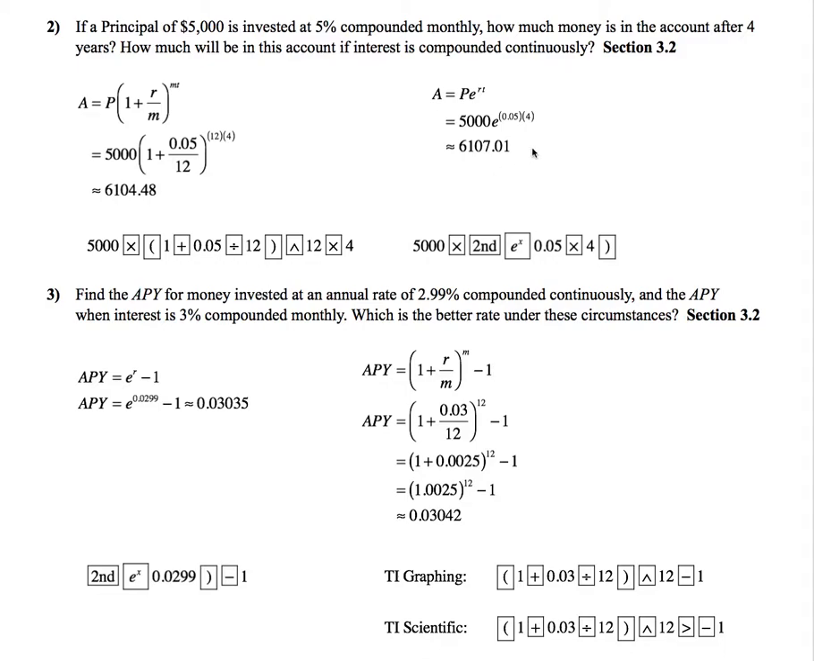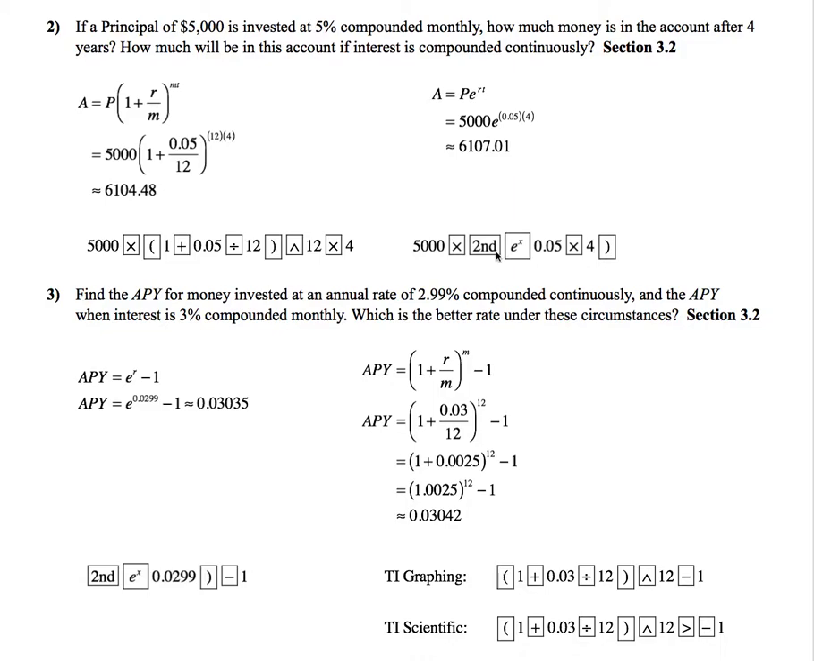And now for continuous compounding, we use this formula, principal times E raised to the rate times the time. And so we enter in 5,000 times. And then for a scientific, or actually for either of these calculators, you need to press the second function key. It's a yellow key on a TI-83 or 83 plus, and it's a green key on the TI-30XS.